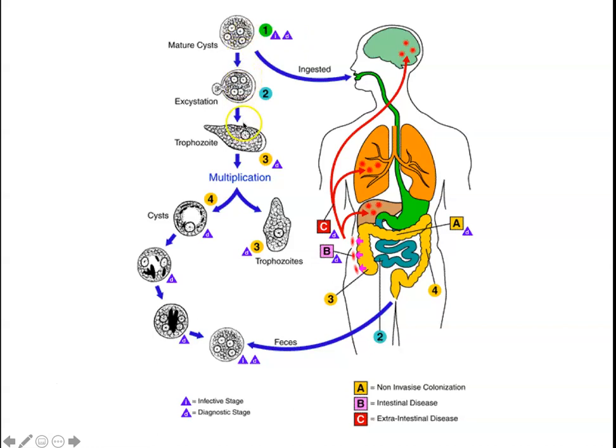Excystation will occur, so it transforms into the trophozoite, which is the feeding, motile, reproductive stage. So a troph can get passed in the feces, and this is the other diagnostic stage, or it can encyst, transform back into the cyst. And it's showing here, if you see the letter C, that extraintestinal disease, where it can leave the intestines and it can cause abscesses in the liver, but it can also cause lung abscesses and even get into the brain tissue.